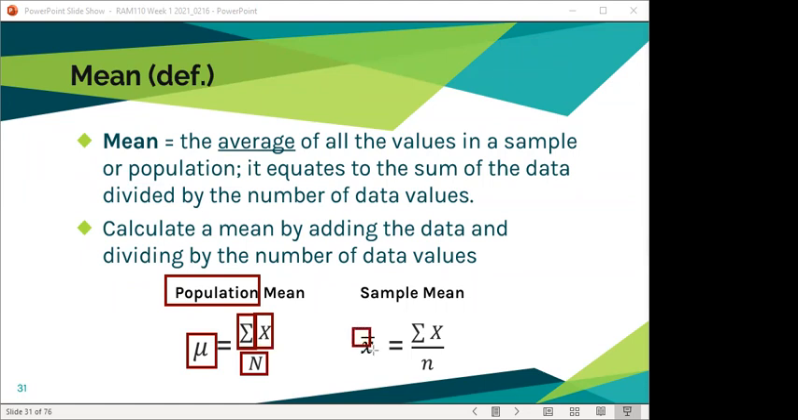For the sample mean, the notation is X bar. It's called X bar. It's sigma, sum of the sample data, sum of X, divided by the sample size, or the number of sample data values, which is little n. So that's just notation. In general, we're just going to add the data up, divide by the number of data values, and we've got the mean.